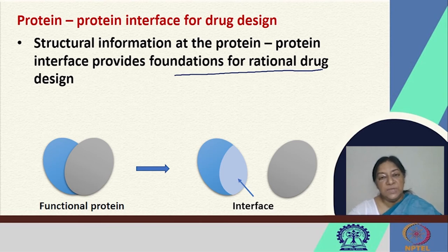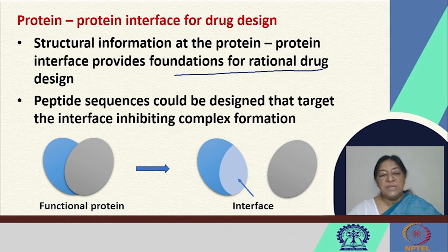So a knowledge of the interface, a knowledge of the residues that are present in the interface can be used for such an action. And in this case, if the interface is blocked, then the complex does not form, the specific functional protein does not form, and the action cannot take place. So the peptide sequences can be designed that target the interface that are going to inhibit complex formation.